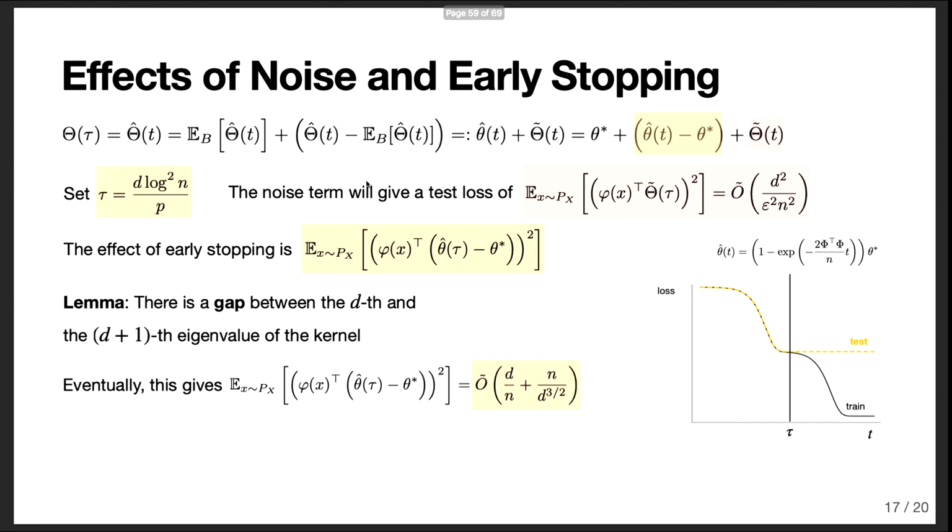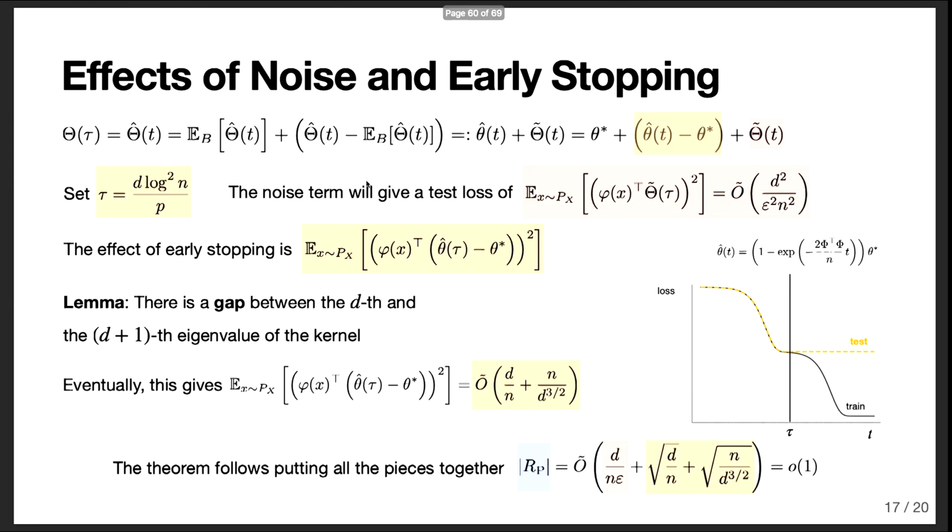So in this way, we set this early stopping time exactly in this critical point, and that gives us exactly the three terms. The one that we have from the early stopping, the one that we have from the noise, and the fact that the clipping constant is large enough allows us to connect this to the actual solution of the algorithm.